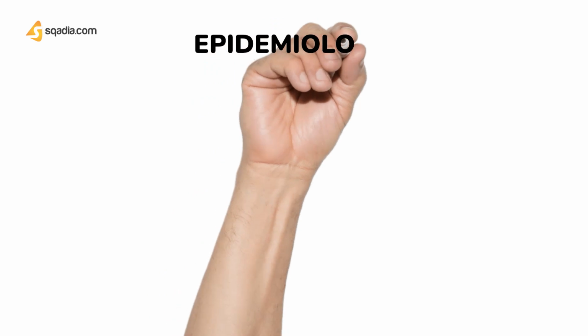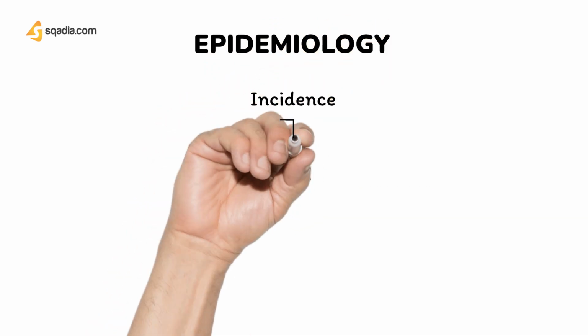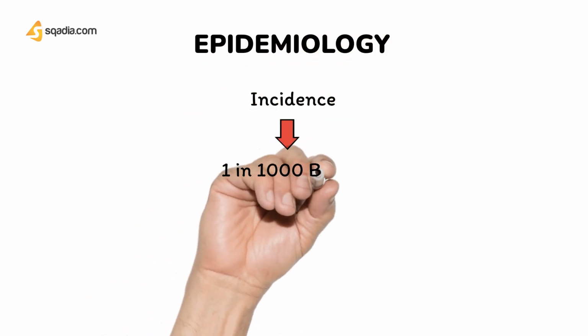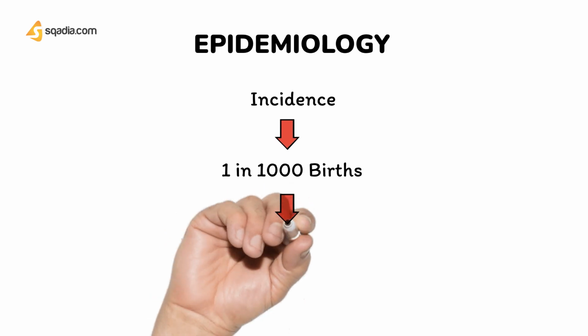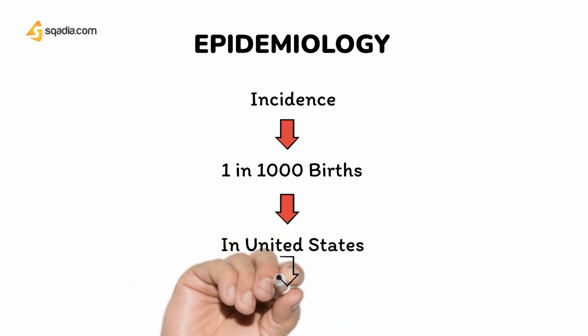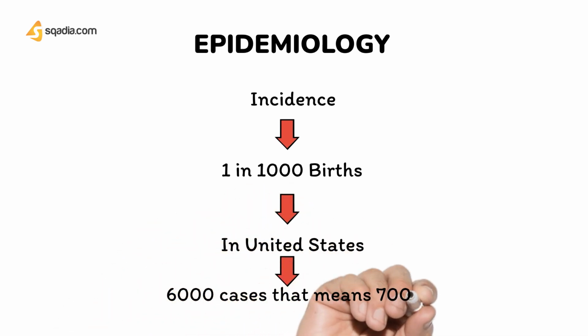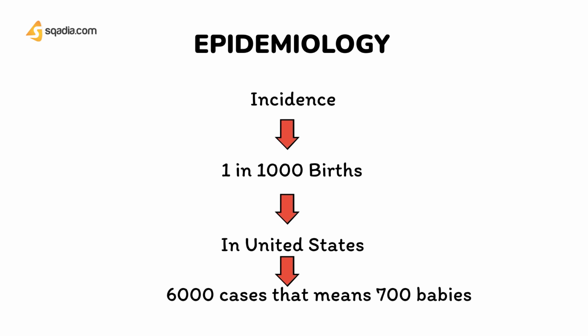So let's get into the epidemiology of Down syndrome, which is extremely important to know. The incidence of Down syndrome is estimated to be about 1 in every 1,000 births. In the United States, it is estimated that about 6,000 babies are born each year with Down syndrome, which means 1 in every 700 babies has the condition.